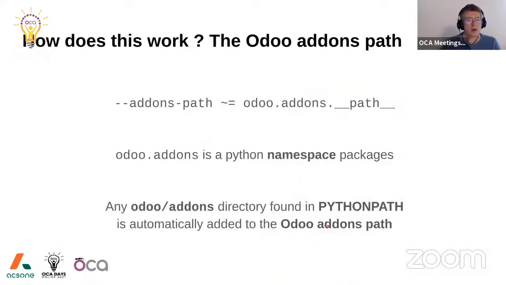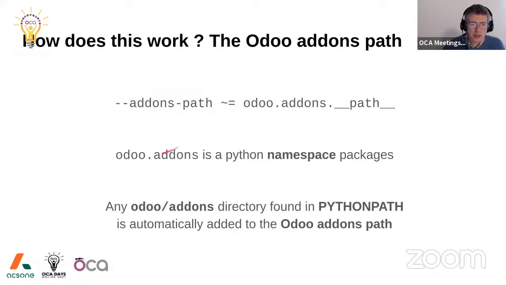So how does this work? Well, the important part to understand is how the Odoo add-ons path is working. Basically, if you look closely, what you set in your add-ons path option of Odoo ends up in this variable. If you start an Odoo shell and do import odoo.addons and print odoo.addons.path, you will see that it's more or less the same as what you have put in your add-ons path.